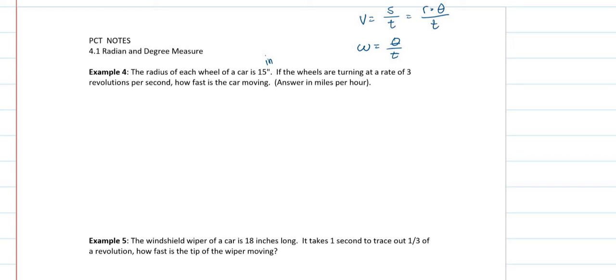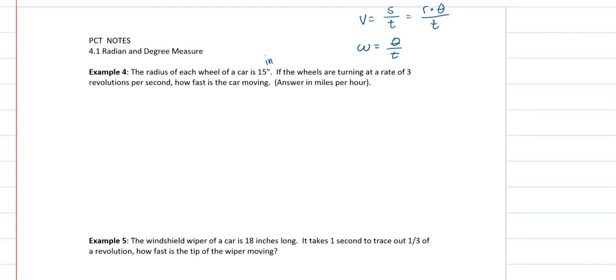Let's do a few more examples of angular speed and linear speed. I just copied my formulas up here. So this is linear speed: v equals the arc length over t. And remember that arc length is equal to the radius times the amount of angle that it is.